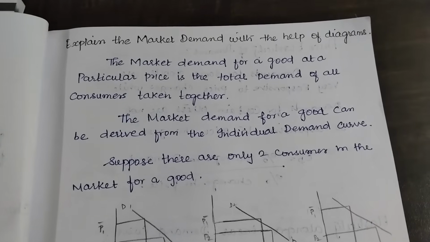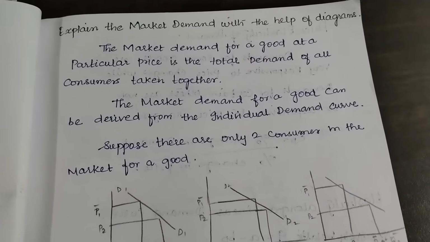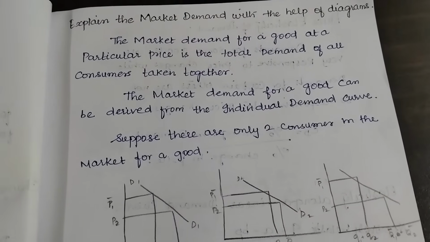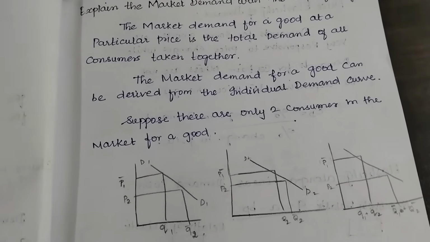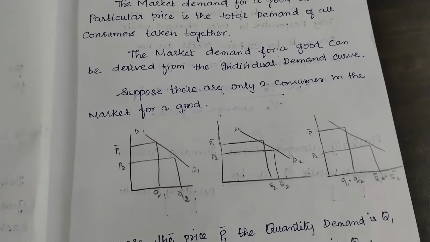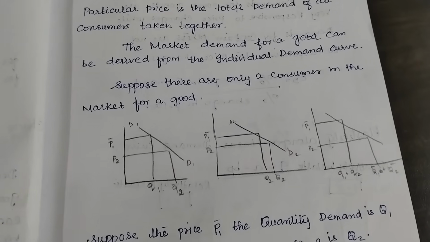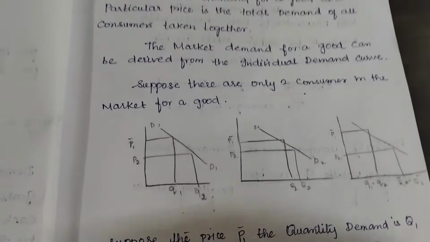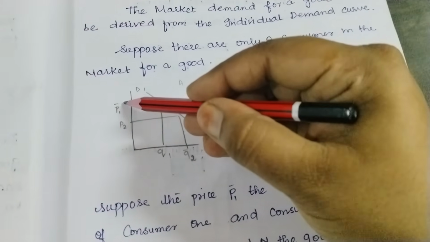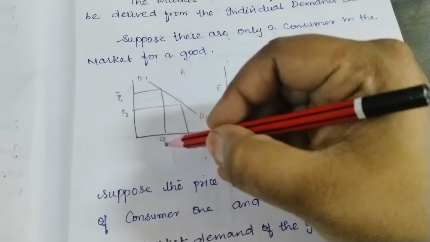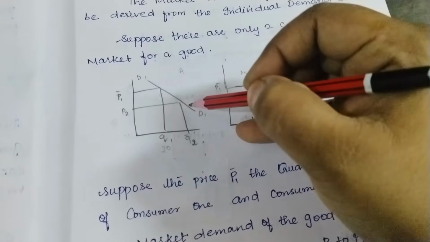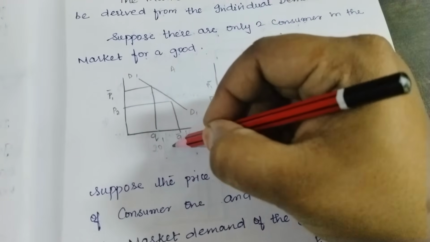The market demand for a good at a particular price is the total demand of all consumers taken together. We know how to calculate market demand, but it is very complicated. In order to understand, here we are going to take only two consumers in the market, demanding a particular good. With the help of it, we will be able to calculate the market demand. Suppose this is individual A and this is individual B. When the price is 50 rupees, A is demanding 20 units of the commodity. When the price is 30, A is demanding 50 units.